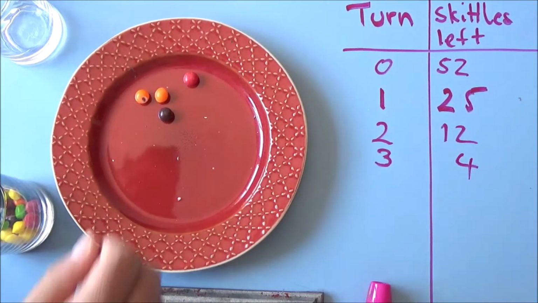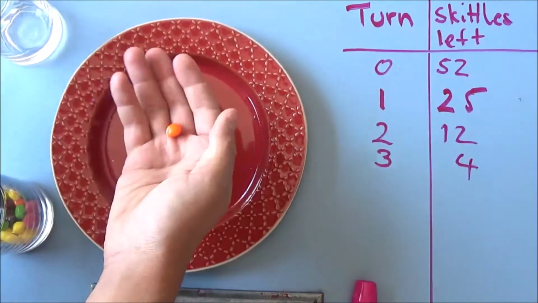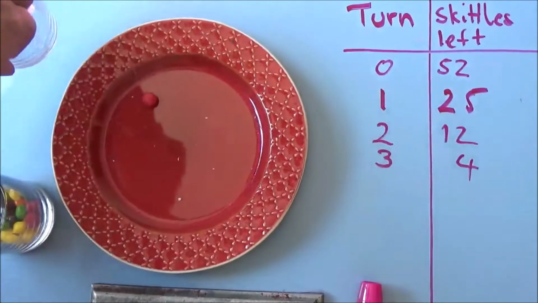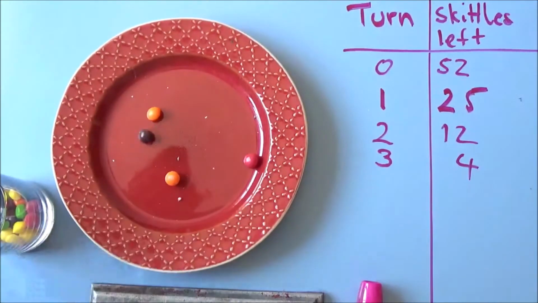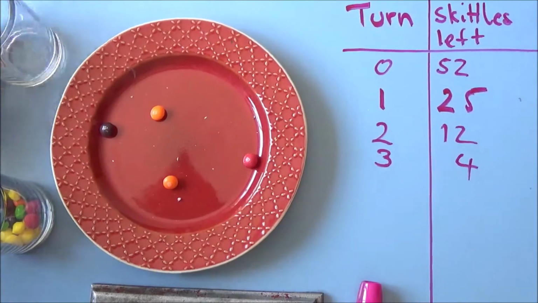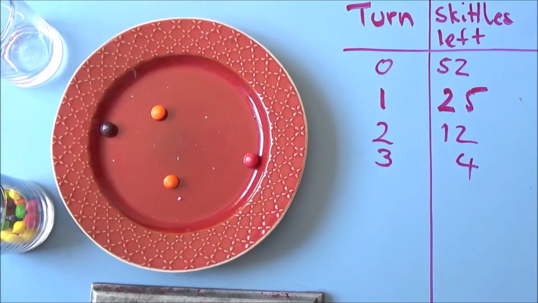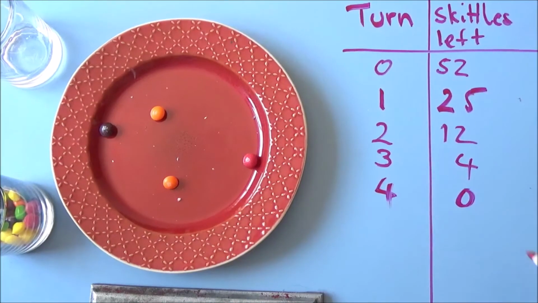In this case, we should have 2 decay randomly. And this is where it starts to get really messy. Oh my goodness me, all of them landed S side up. So in this case, all of them decayed. The 4 were all gone.